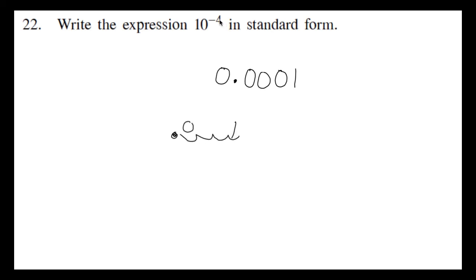If this were a positive 4, we know that we just add zeros to our number. That would be a 1 with 4 zeros. But in decimals, we don't have a ones place. So 10 to the negative 4th means I just have 4 places. 10 to the negative 5th would be 5 places. 10 to the negative 6 would be 6 places.